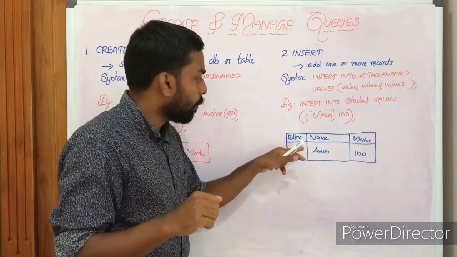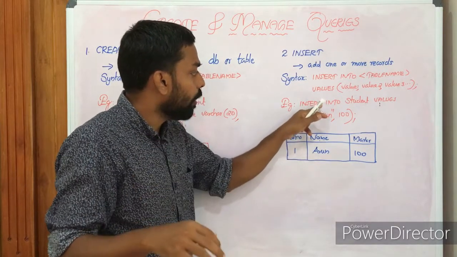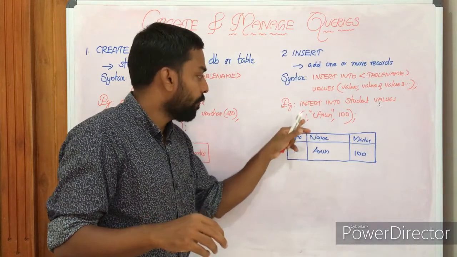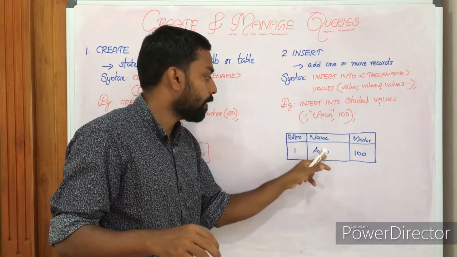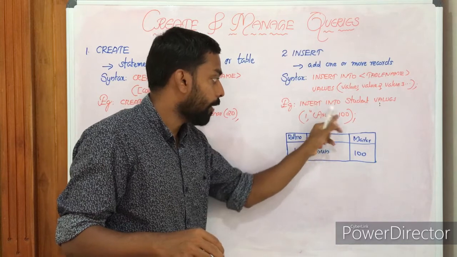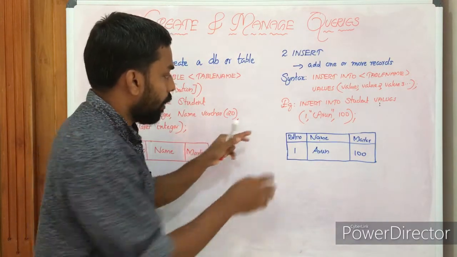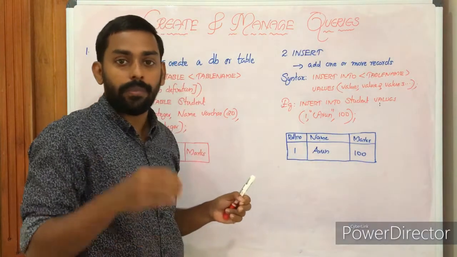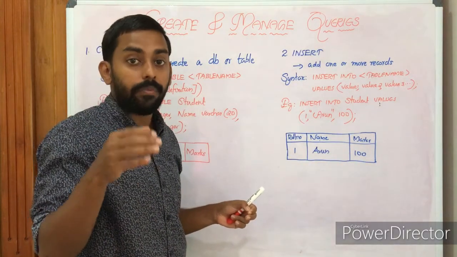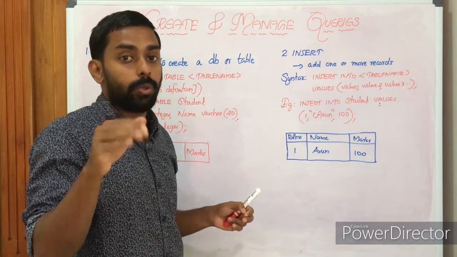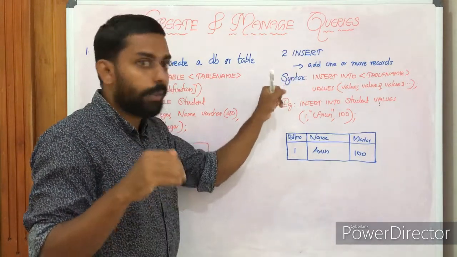Now it's very simple. Insert into student values 1 comma Arun comma 100. The first value 1 will be passed to roll number, the second value Arun to name, and the third value 100 to marks. So this will be the status of the table student after inserting one row into the table. Hope this is also very simple.